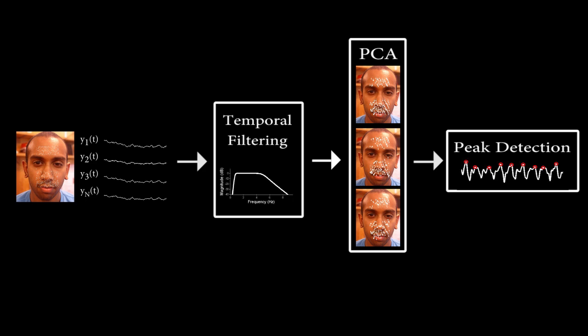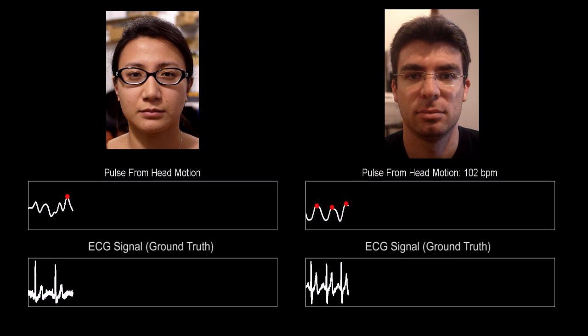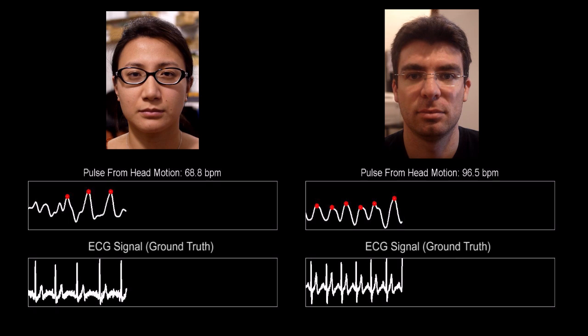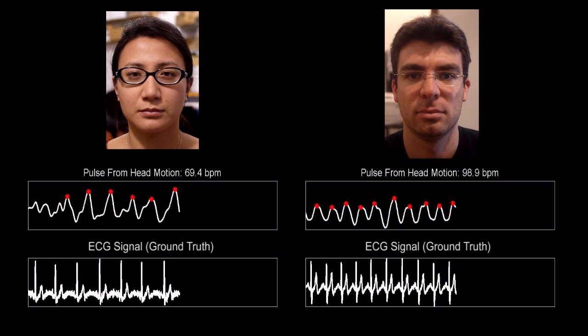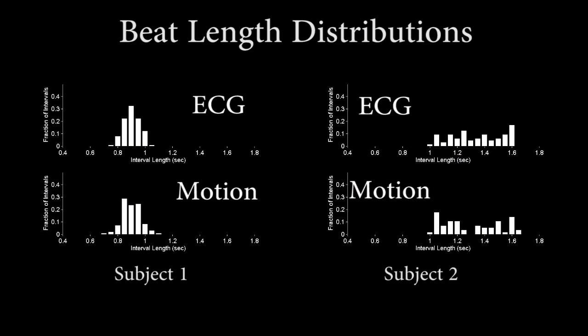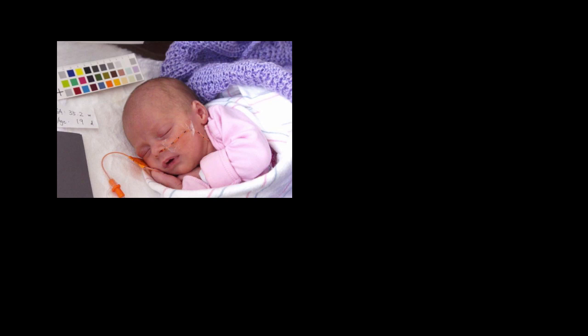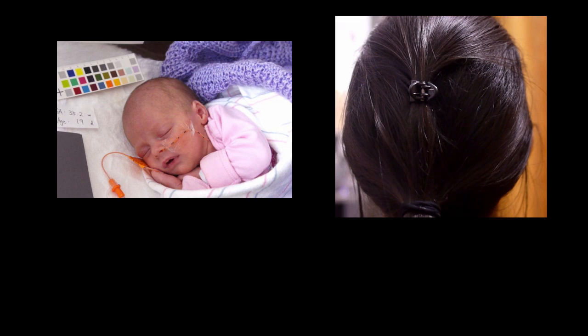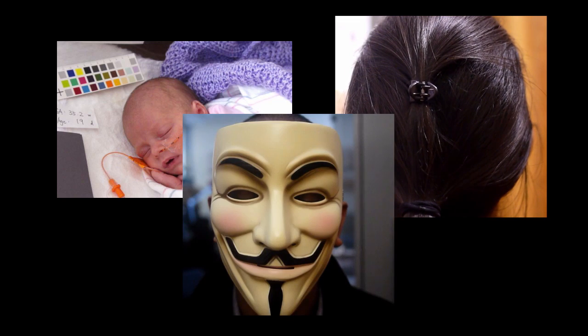We tested our method on different people varying in skin tone and gender and were able to get nearly exact pulse rates compared to an ECG device. In addition, our method produced similar beat length distributions to the ECG, an exciting result that shows that we can capture more subtle information about the heart than just an average rate. Finally, our method is robust to different views of the head. We obtained a pulse from a sleeping newborn, from the back of a subject's head, and even when a person is wearing a mask.